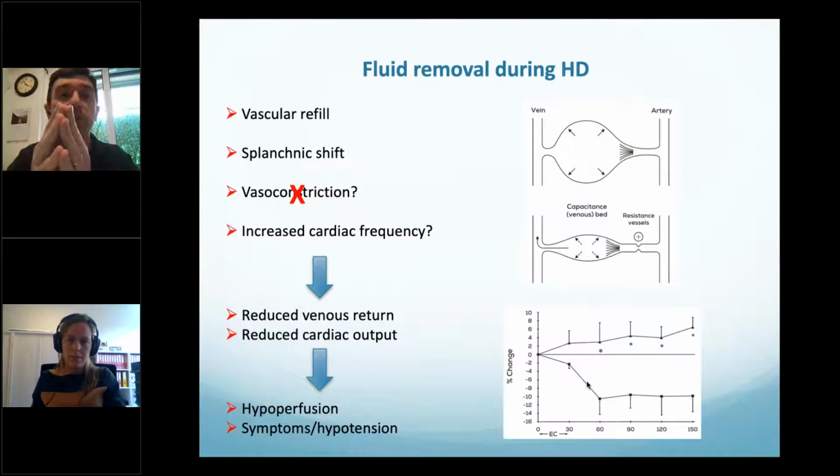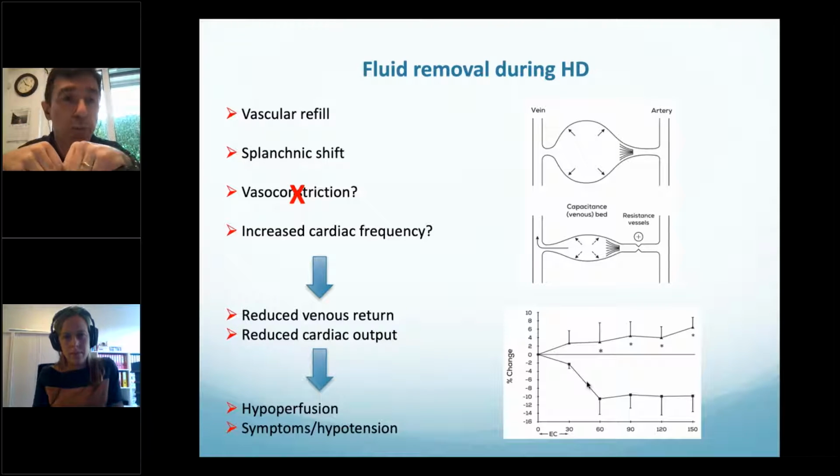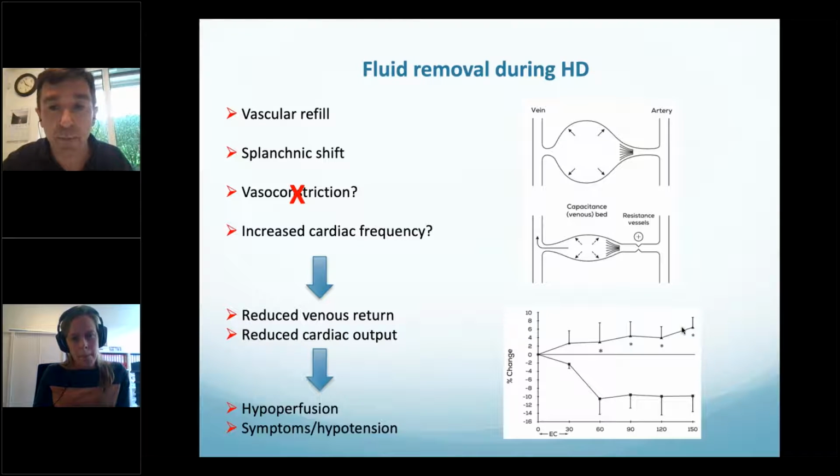What happens when we prescribe a net ultrafiltration to our patients? First of all, we have a refill of fluids from the interstitium into the blood compartment, which depends on the oncotic pressure, so total protein and albumin levels, and hydrostatic pressure, so fluid overload. But if the ultrafiltration rate exceeds the refill capacity, there is a reduction in blood volume, and the first compensatory mechanism is a shift of blood from the venous blood in the splanchnic area into the systemic circulation.